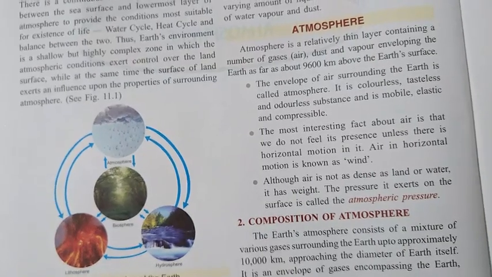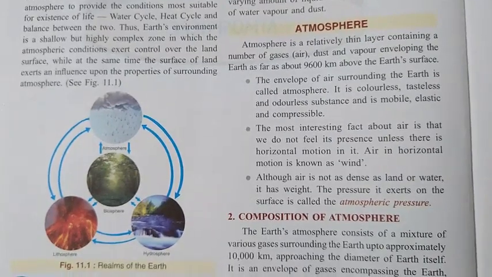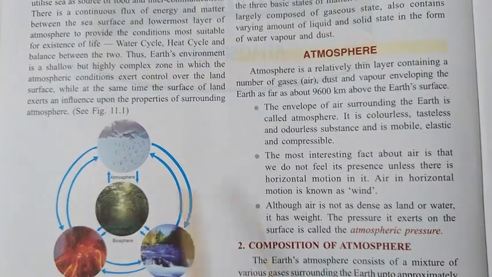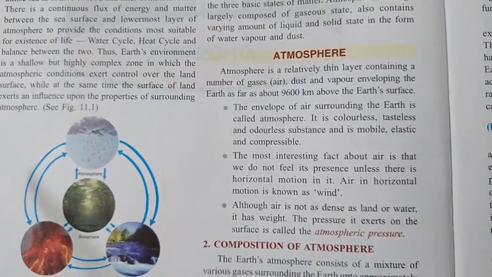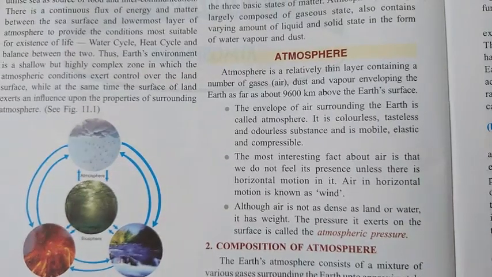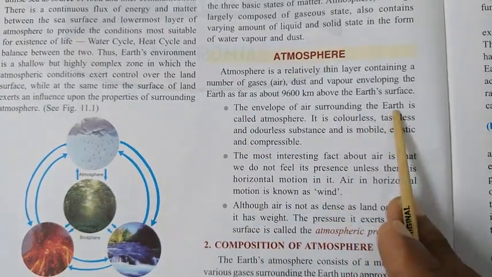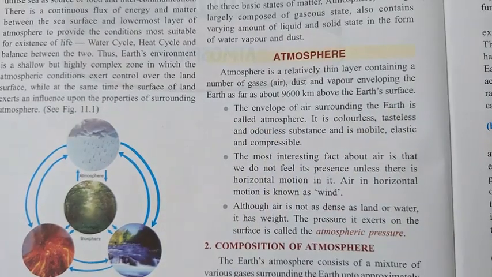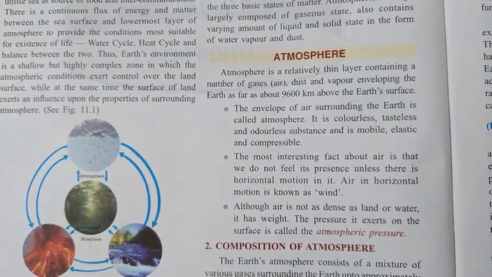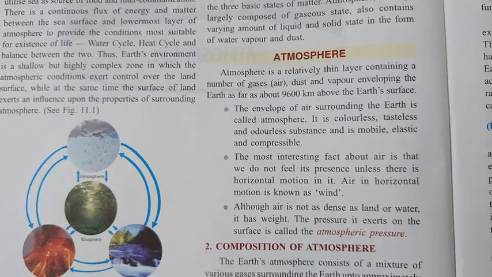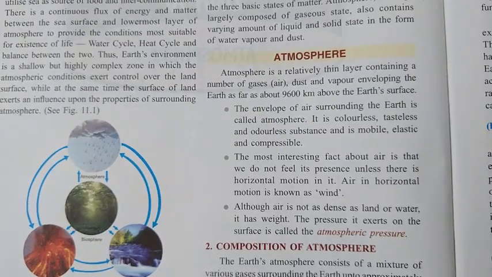So the first question that arises here is, what do you mean by the atmosphere? In very simple language, we can define it this way: the envelope of air surrounding the earth is called the atmosphere. It is written here, the envelope of air surrounding the earth is called atmosphere. Well, this is a very general or simple explanation we can give about the atmosphere.